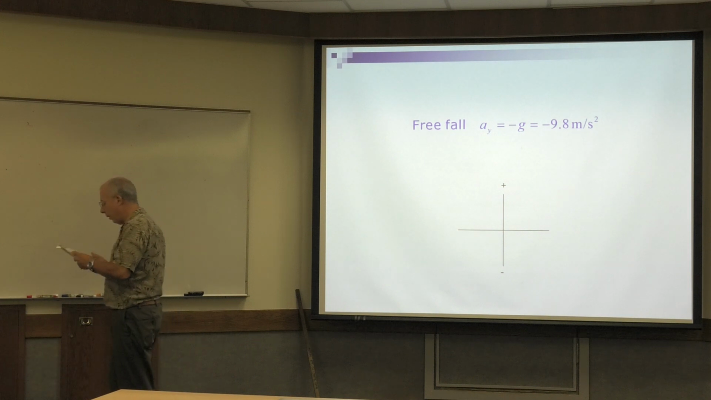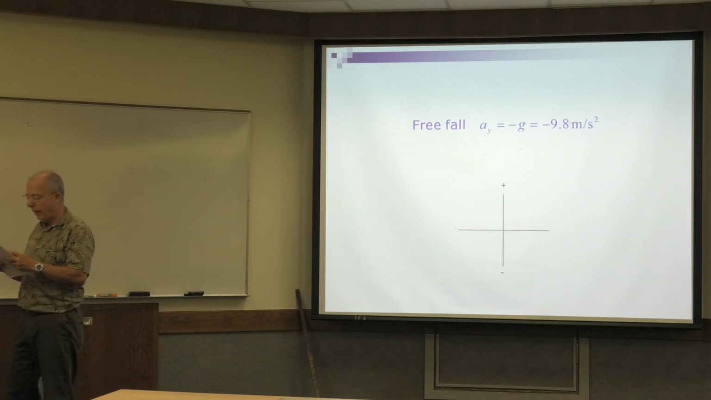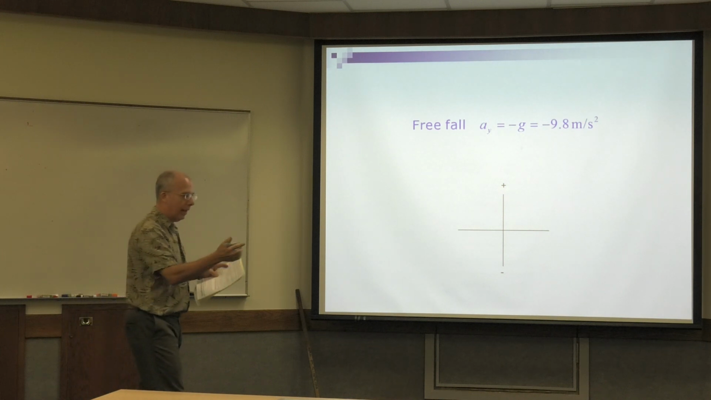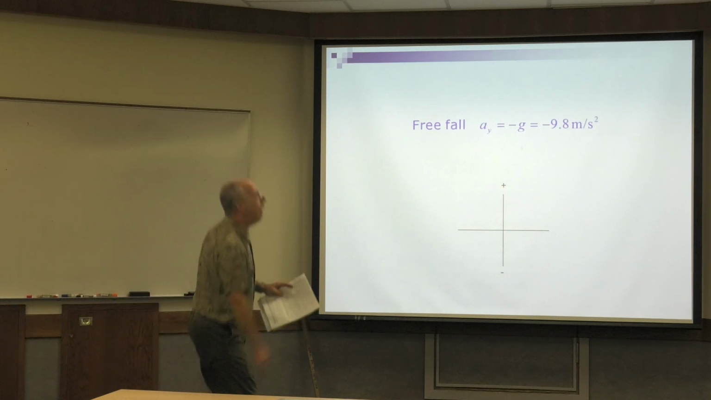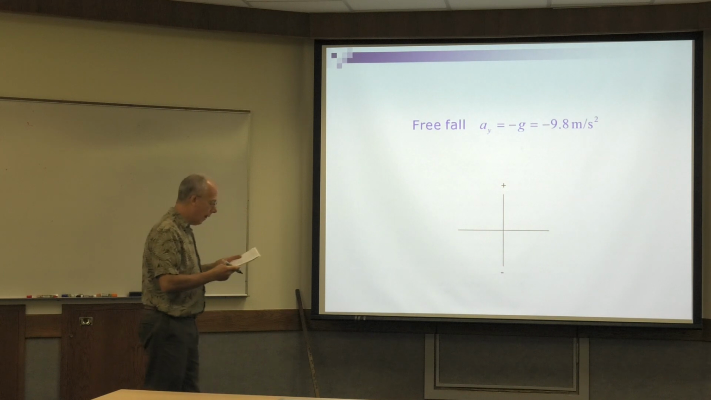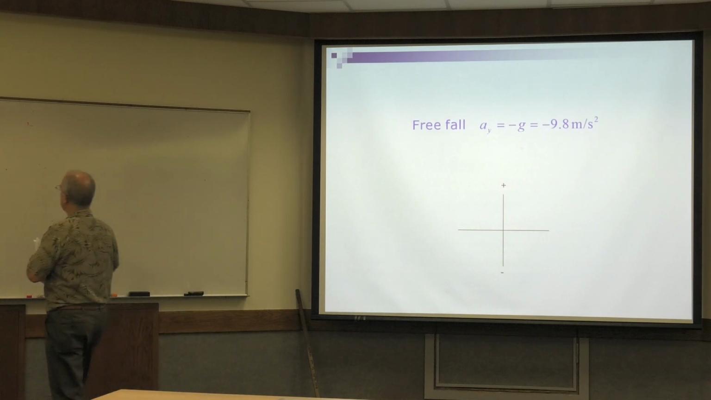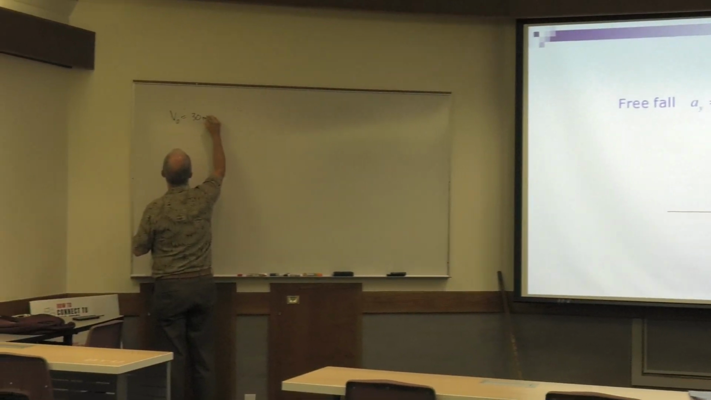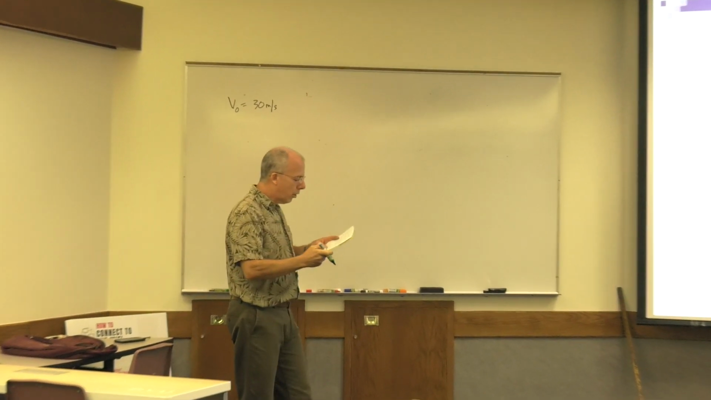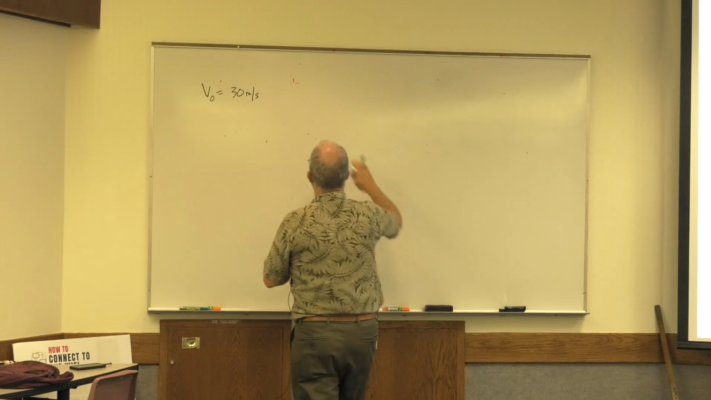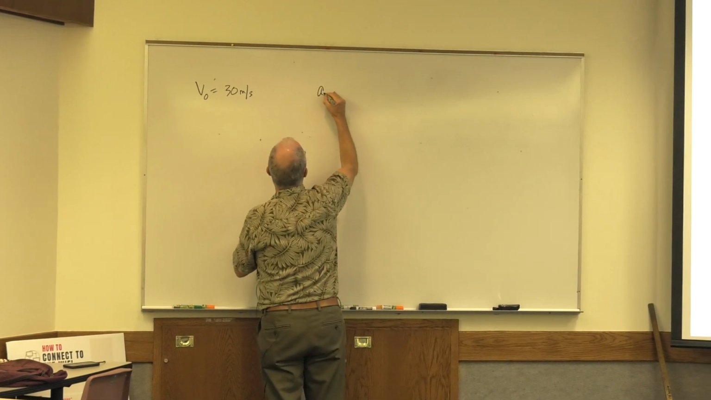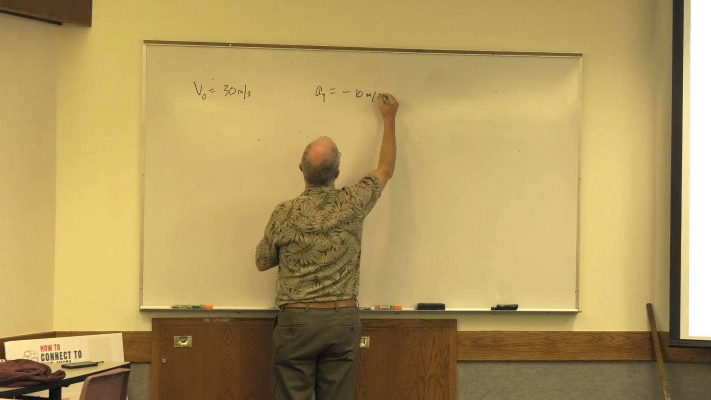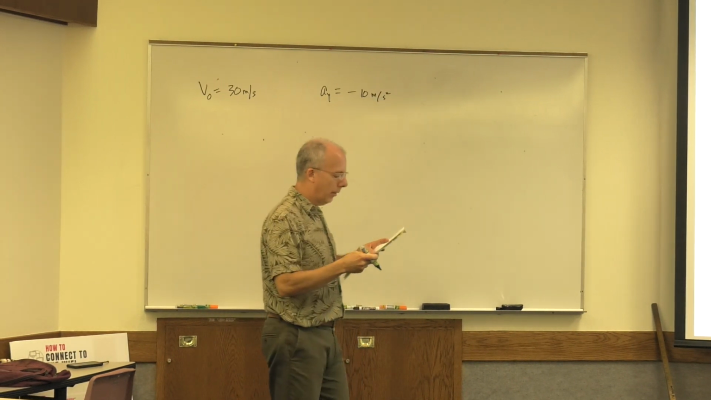Okay, so let's do an example. All right, so let's just pretend that I have a ball and I throw it straight up, okay? And let's say that the initial velocity is 30 meters per second. And let's be totally lazy. So we're going to say that a sub y equals minus 10 meters per second squared. And you'll see why. Just keep the math simple, okay?